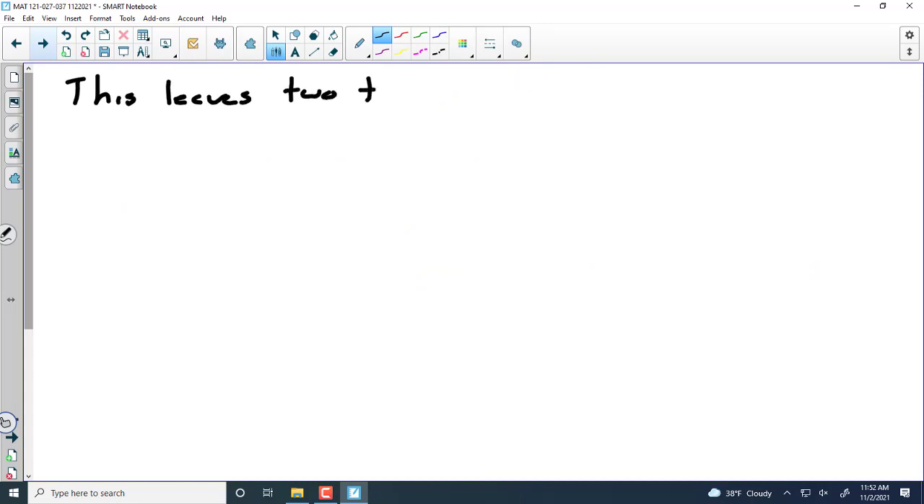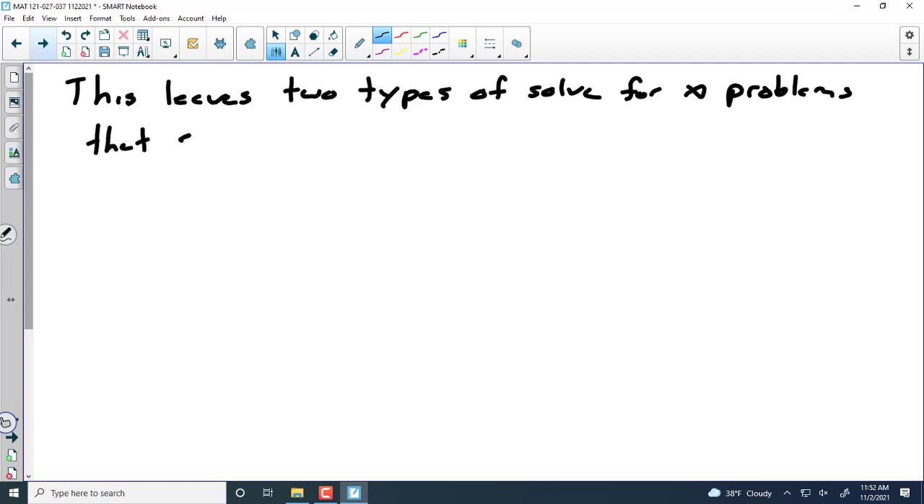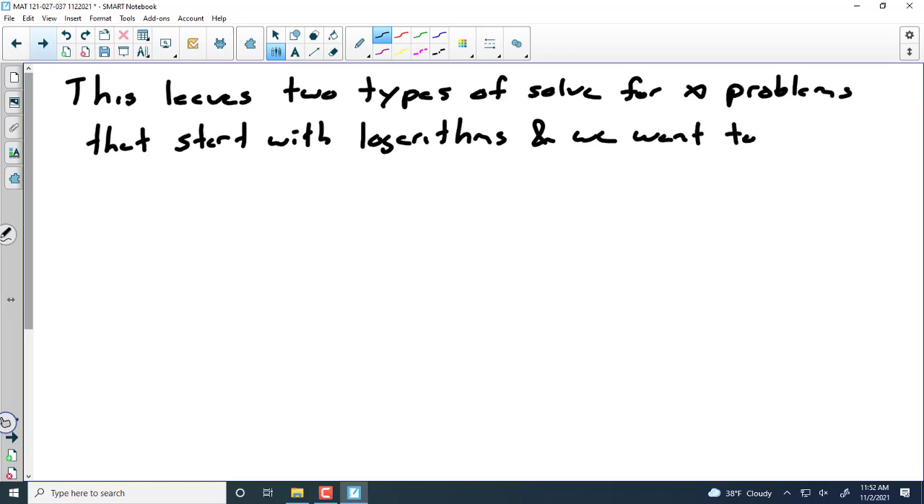So this leaves two types of solve for x problems that start with logarithms, and we want to get rid of the logarithms.